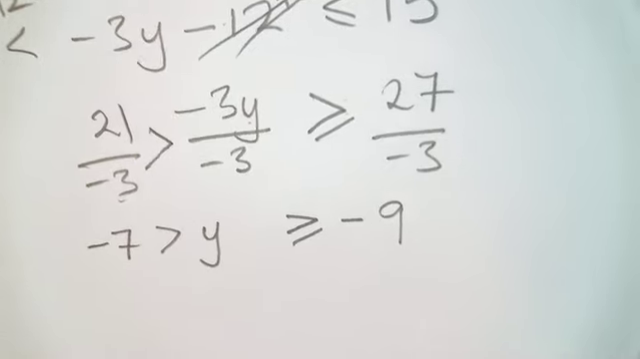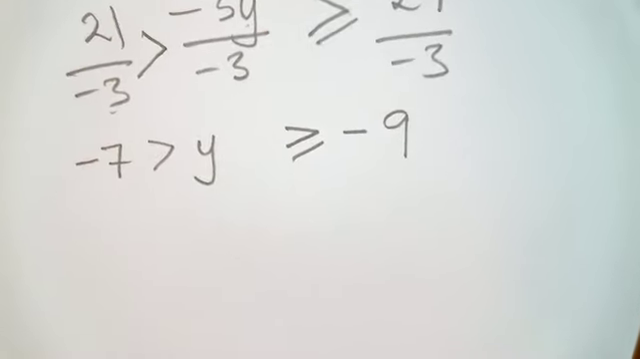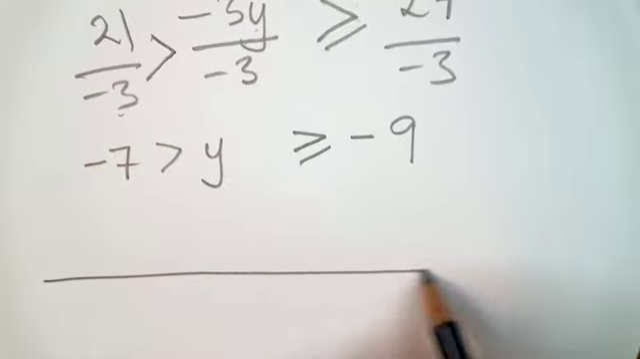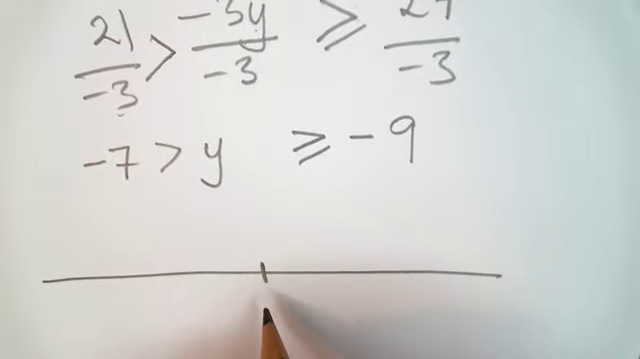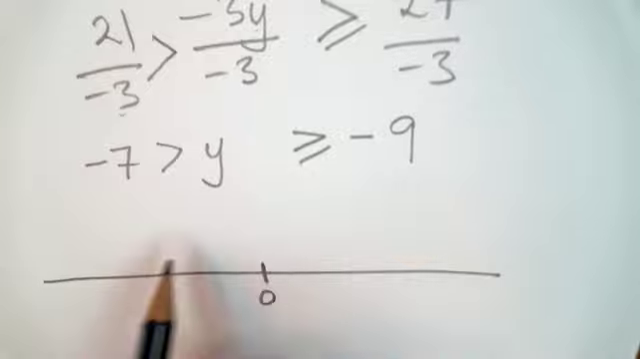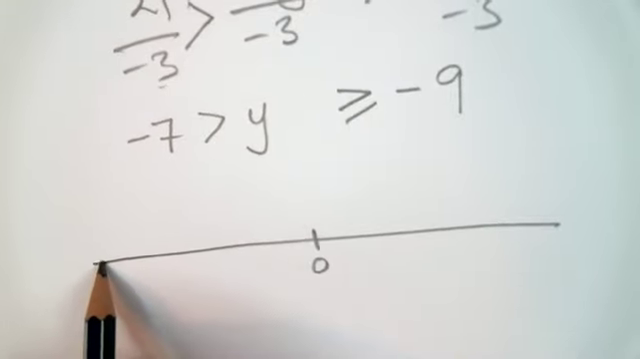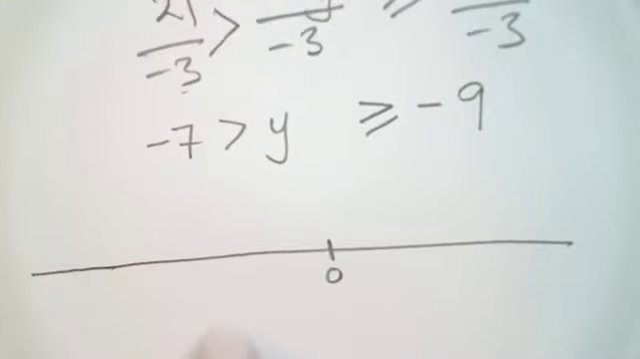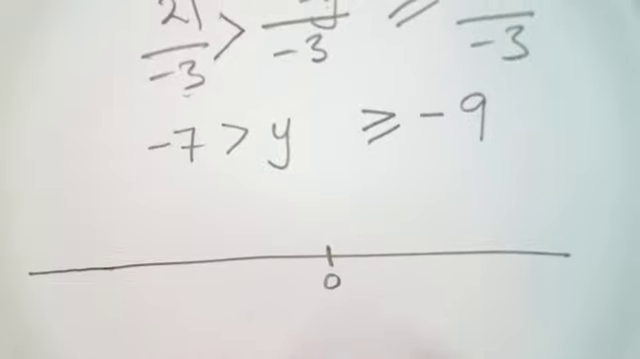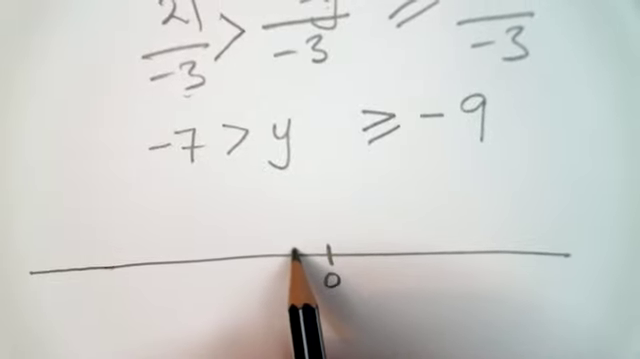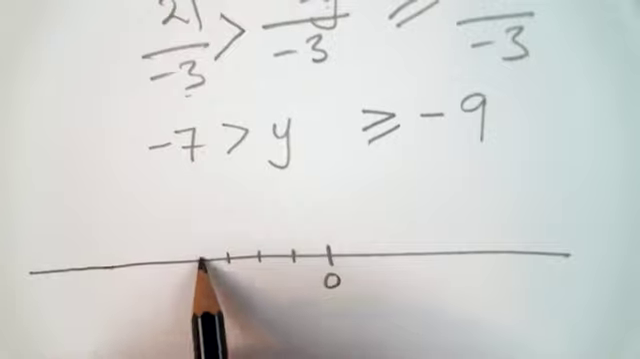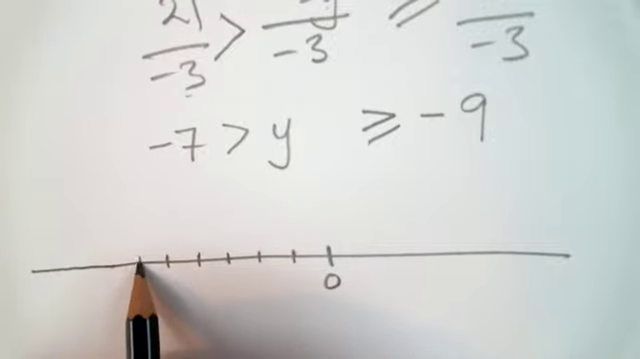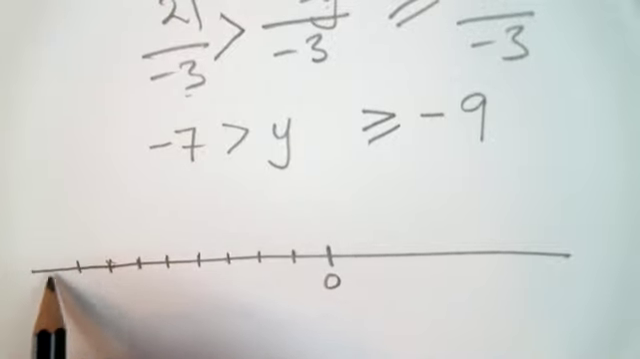Now I have to express that on a number line. So here's my number line. I'll put a 0 in the middle. Now everything, in fact, is going to be on the left-hand side, so I'm just going to extend that out a little bit. So here we go. Let's put in 1, 2, 3, 4, 5, 6, 7, 8, 9.